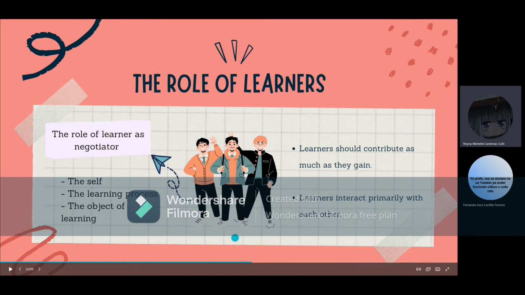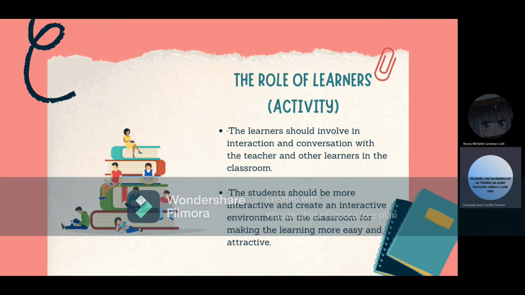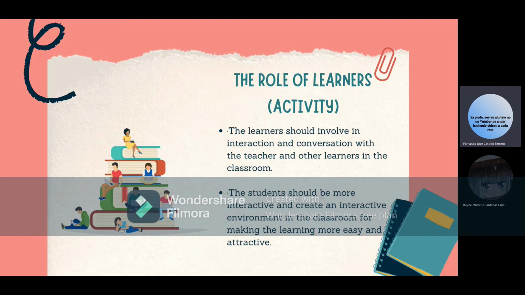The role of learners. The learner has a role as negotiator between the self, the learning process, and the object of learning. Learners should contribute as much as they gain. It's expected that students will interact primarily with each other rather than with the teacher. The role of learners should involve interaction and conversation with the teacher and other learners in the classroom.